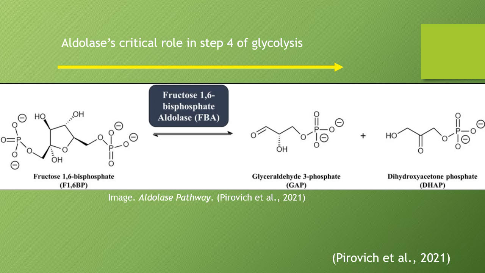If you look at the image, you can see that here you have the fructose 1,6-bisphosphate, and this is where the enzyme aldolase, again short for fructose 1,6-bisphosphate aldolase, comes into play. It catalyzes this aldolase reaction, and it yields a molecule of glyceraldehyde 3-phosphate and a molecule of dihydroxyacetone phosphate.